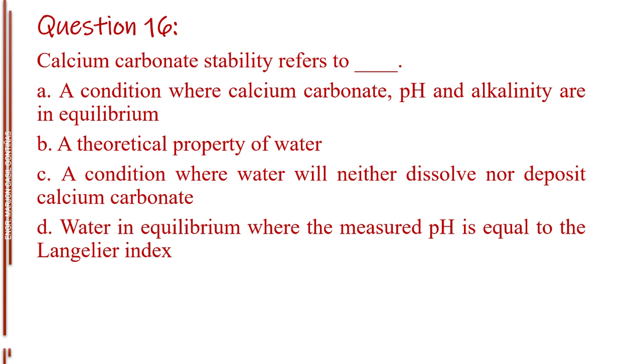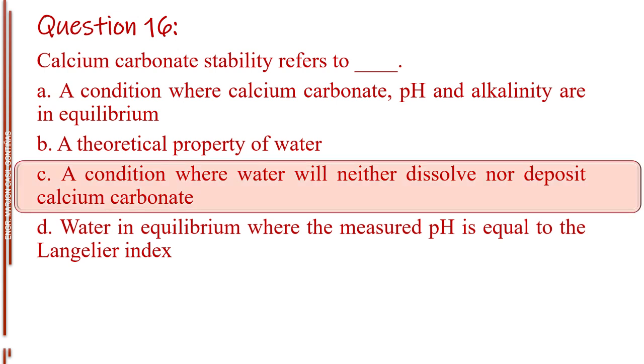Question number 16. Calcium carbonate stability refers to blank. Letter A, a condition where calcium carbonate, pH and alkalinity are in equilibrium. Letter B, a theoretical property of water. Letter C, a condition where water will neither dissolve nor deposit calcium carbonate. Letter D, water in equilibrium where the measured pH is equal to the Langelier index. The answer is letter C, a condition where water will neither dissolve nor deposit calcium carbonate.